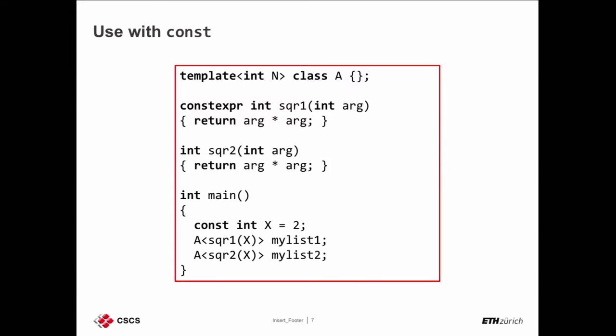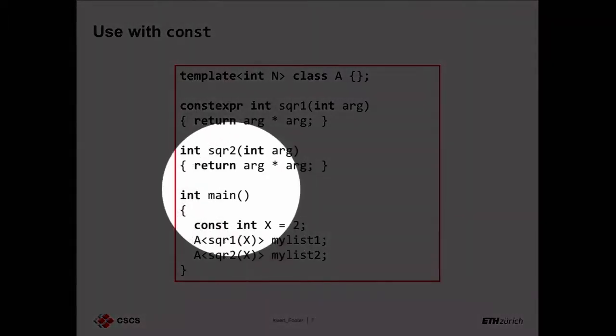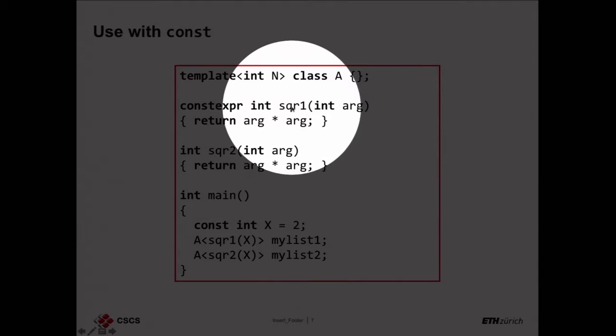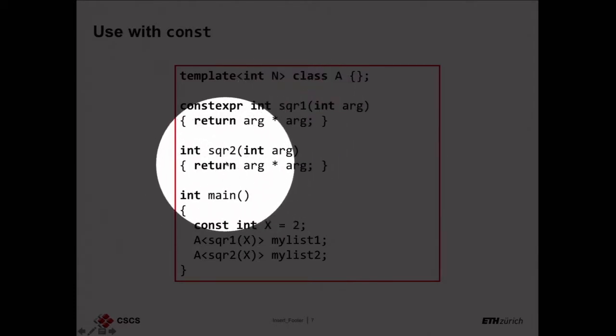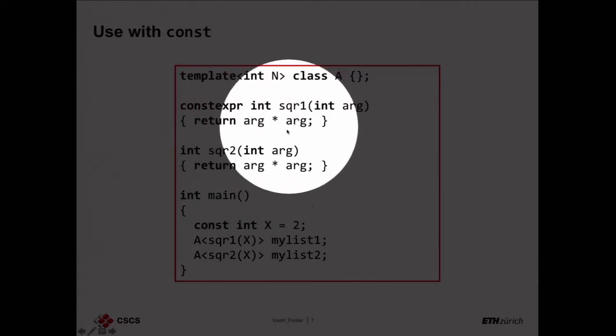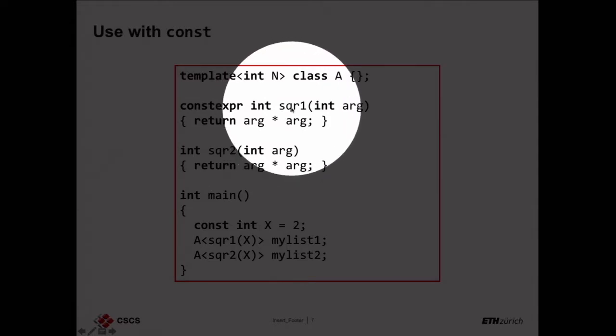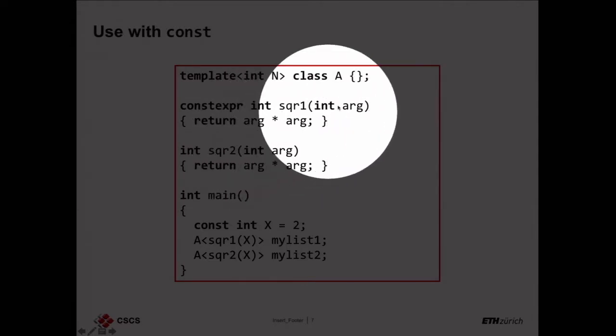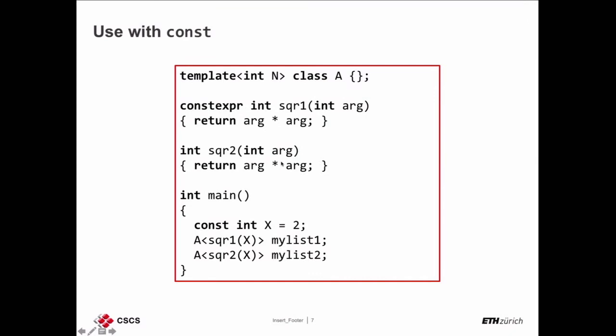The nice thing is that the standard allows you to use the constexpr functions also with const. So I have two functions here, sqr1 and sqr2. The first one is constexpr. It's making the square of the number that I pass in.